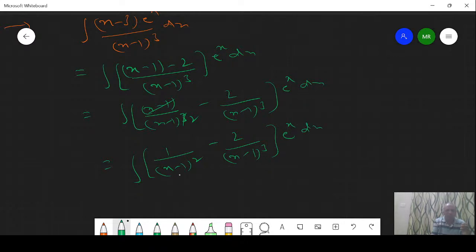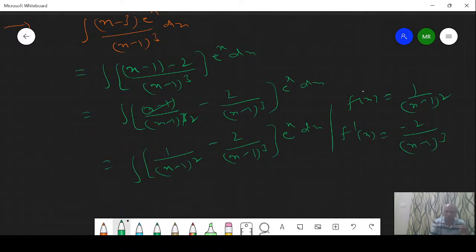Now you can check the derivative of 1 by (x minus 1). Verify here: suppose f of x equals 1 by (x minus 1) whole square. What is f dash of x? If you find f dash of x, it comes minus 2 by (x minus 1) whole cube. How? 1 by x square gives minus 2 by x cube, into the derivative of x minus 1, which is 1 only. So we will get it like this.